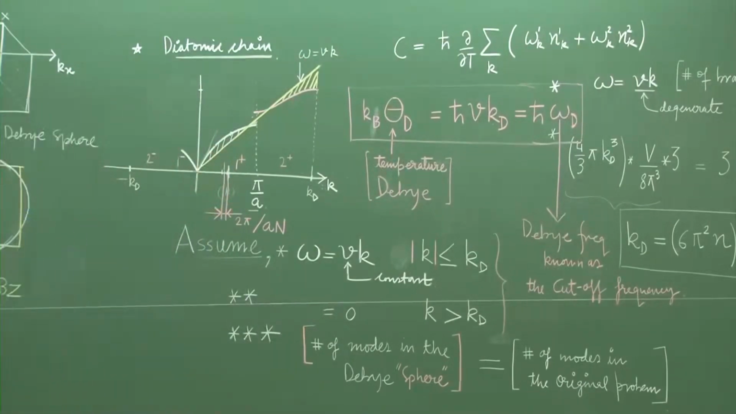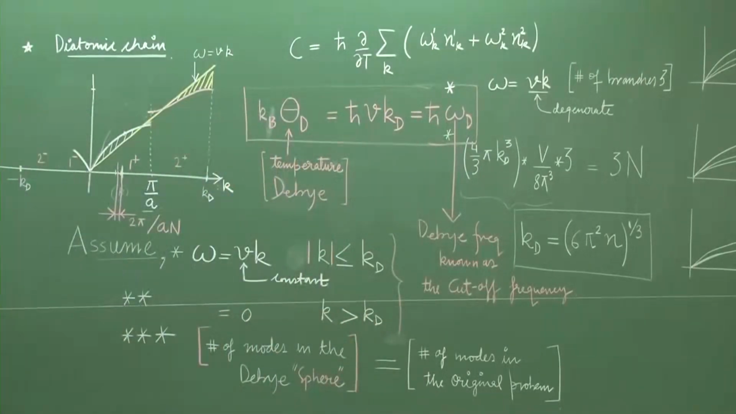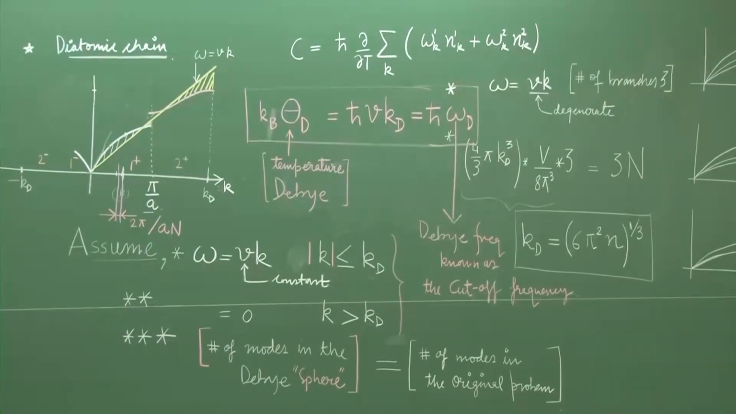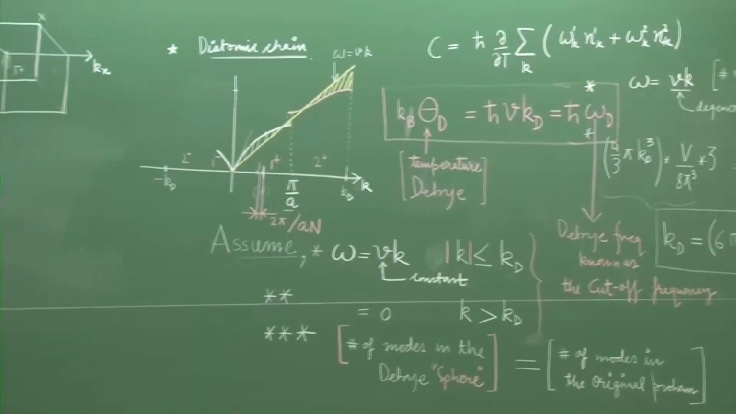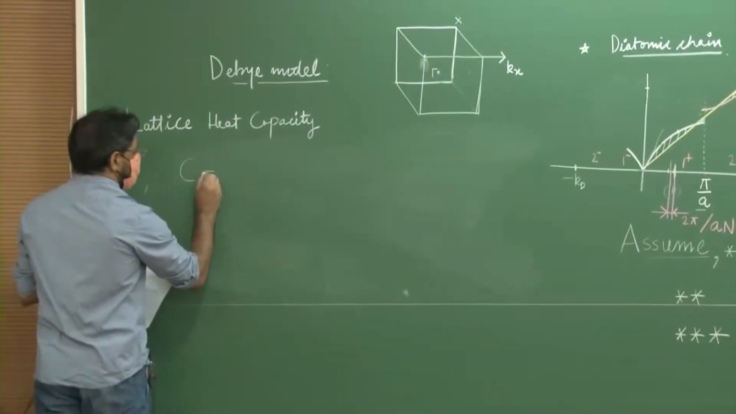So just one more minute just to complete it formally. You can then write the expression for heat capacity now, starting from here, turning it into an integration and going further and replacing omega by Vk and setting the integration limit from 0 to Kd. That's it. So if you do that, the expression for heat capacity would look something like this.